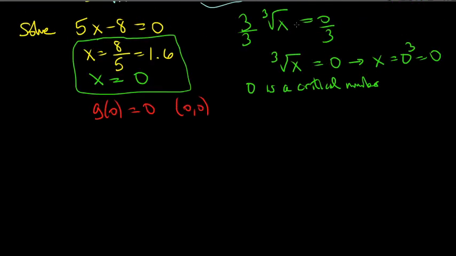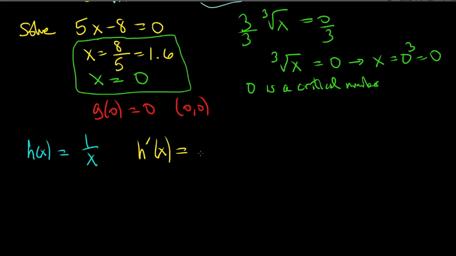But I'm running out of space. So one last thought here. Let's suppose we have a function h of x is 1 over x. What are the critical numbers? Well, what's the derivative?